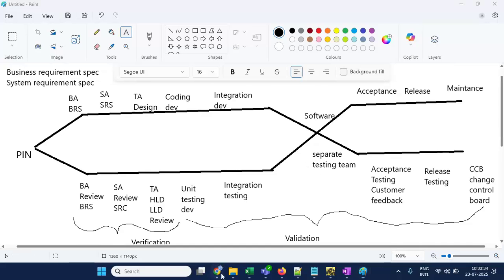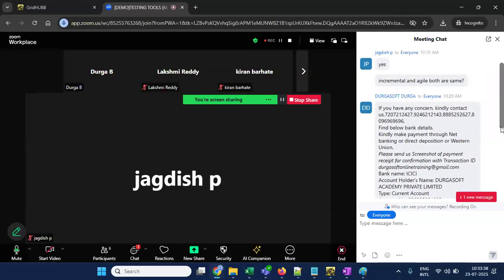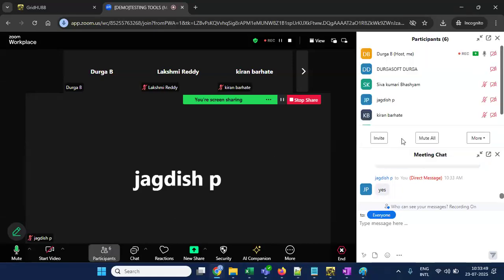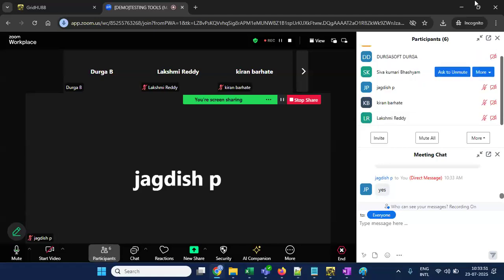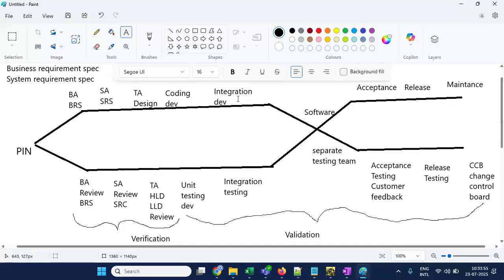Online guys, clear with this fish model? Anyone having any doubts, let me know. Okay. I hope it's clear, but if you have any doubts, let me know. Okay. So this is about the fish model.